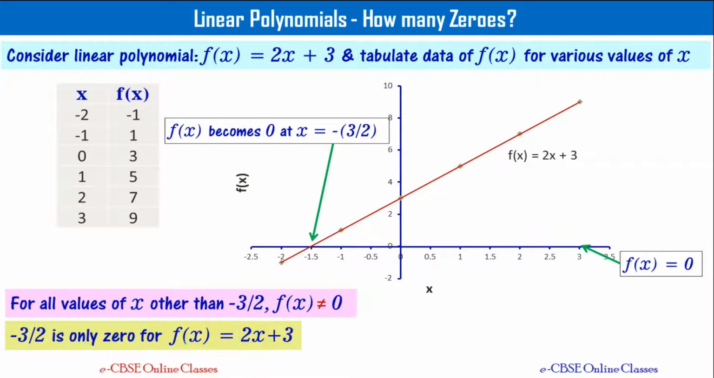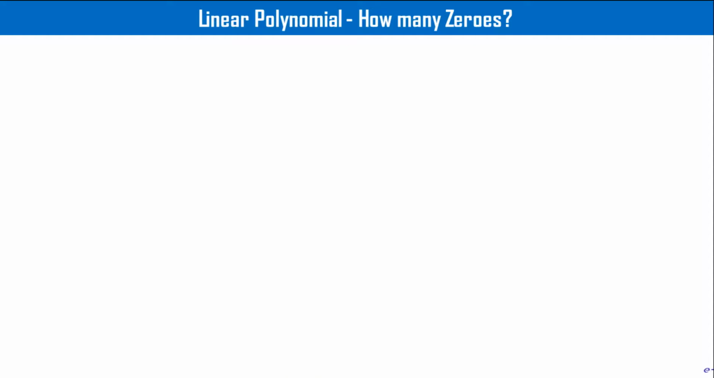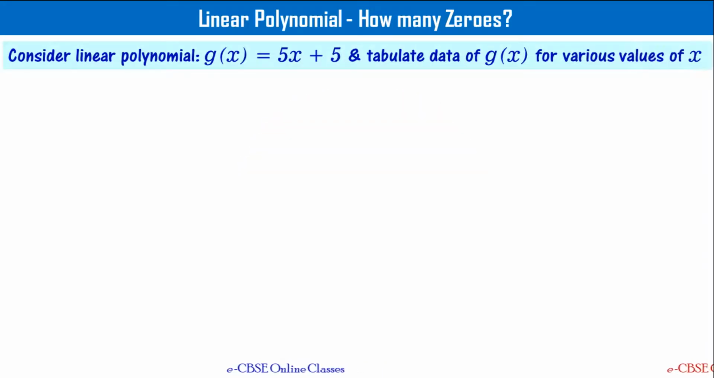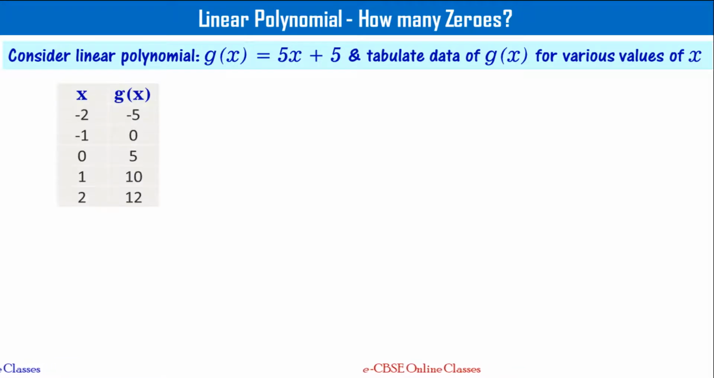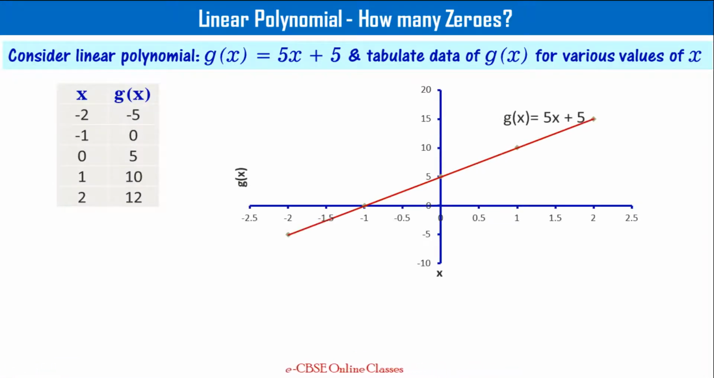And minus 3 by 2 is the only 0 for f of x equal to 2x plus 3, right? You agree with that? Let's take a look at another linear polynomial, that is g of x equal to 5x plus 5, and tabulate data of g of x for various values of x. And once you plot that, you get a graph like this.